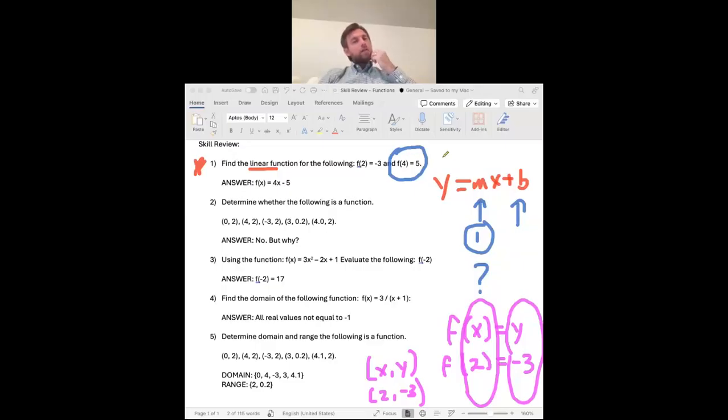Is it two and negative three? That's one of them, two being the x. That's one of them. And what's the other one? What's the ordered pair created by this one right here?